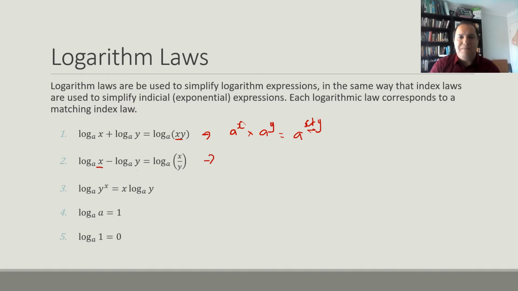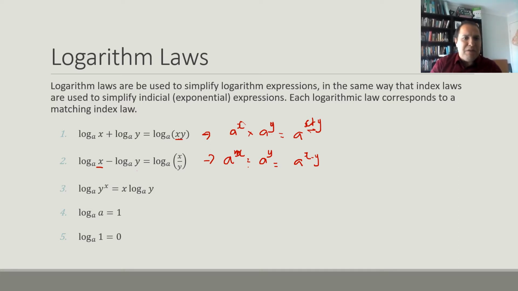Just like if we divide our indexes, so if we've got a to the x divided by a to the y, that means we get a to the x minus y. So dividing and subtraction go together, just like adding and multiplication go together.